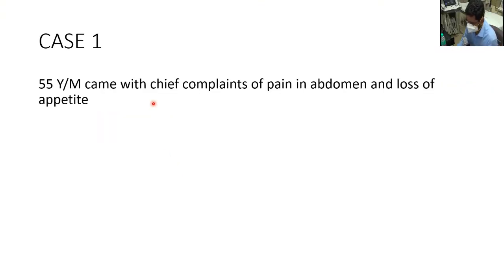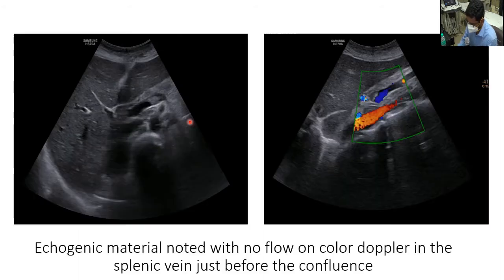Myself, Dr. Shubham, sir. Case number 1 is a 55-year-old male who came with a complaint of pain in abdomen and loss of appetite. On B mode examination, the image shows the left lobe of liver and the pancreas, and just below this there is a portal confluence, and echogenic material is noted in the splenic vein just before the confluence.